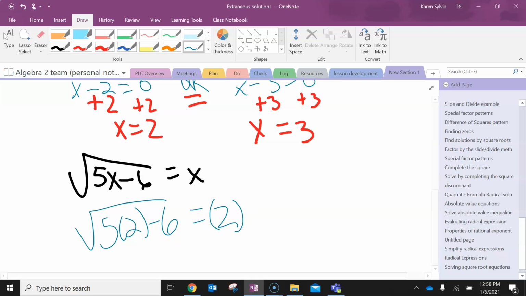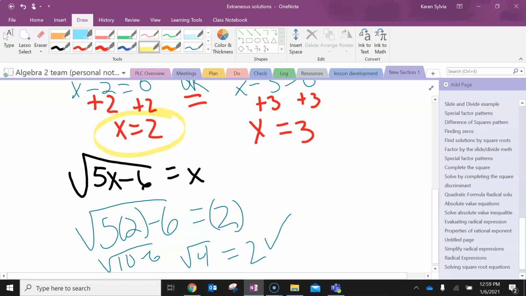Does this left side actually equal 2? Well, I get 10 minus 6, and 10 minus 6 is the square root of 4. Yes, the square root of 4 does equal 2. So I know I can circle x equals 2.